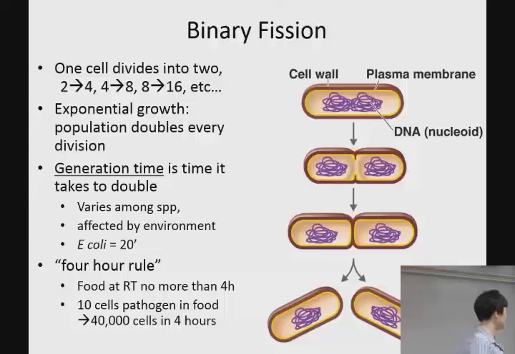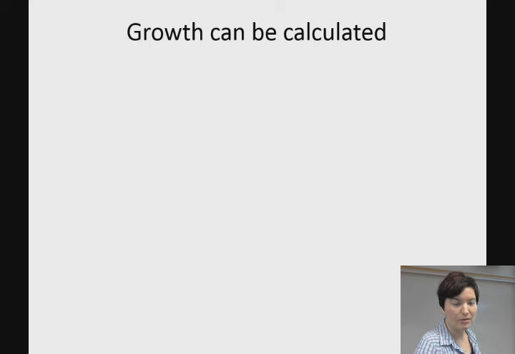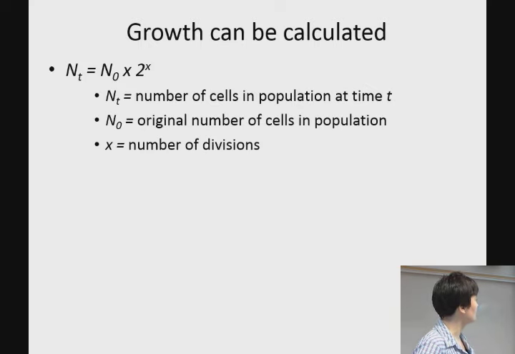But here's an example. So 10 cells of some pathogen in food. Within 4 hours, if the conditions are ideal, which say room temperature and whatever food source it's in are ideal conditions, will result in 40,000 cells in 4 hours. So we can actually calculate this number. It's not just sort of something you have to know. And we use this equation. If you don't like math, don't be scared. We're going to walk through this. So this is the number of cells total, which is calculated by taking the initial number of cells and multiplying by 2, which is doubling, raised to the power of x, which is the number of divisions.